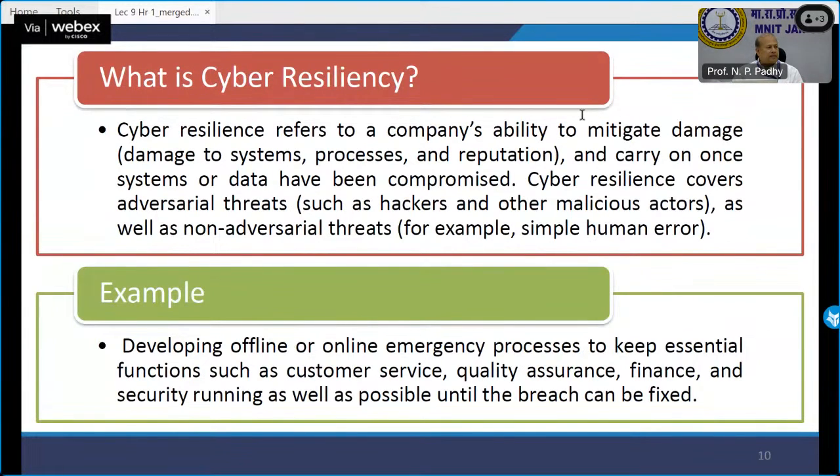Now, what is resiliency or cyber resiliency? Cyber resilience refers to a company's ability to mitigate damage to systems, processes, and reputation, and carry on once systems or data have been compromised. Means I have a bank. I knew some money was lost through credit card fraud, but still the bank is not stopping. Is the bank going on or not? Or do they say, no, Manmohan, you lost some money, let us stop the process? Because they know you failed, but it doesn't mean that everybody will fail. And that is resiliency.